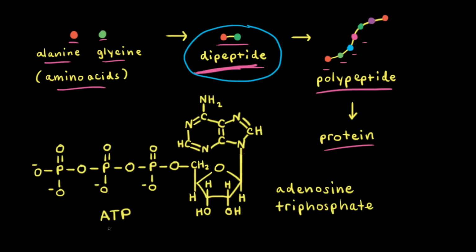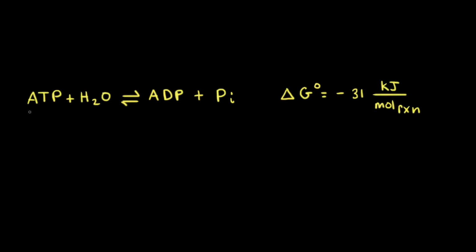To do this, the body uses ATP, which stands for adenosine triphosphate. And here is the dot structure for ATP in the ionized form. ATP is often called a high-energy compound, and the hydrolysis of ATP is used to drive protein synthesis. Next, let's look at the equation showing the hydrolysis of ATP to ADP, which is adenosine diphosphate, and inorganic phosphate. The standard change in free energy for the hydrolysis of ATP is equal to negative 31 kilojoules per mole of reaction. Since delta G naught is negative, the hydrolysis of ATP is thermodynamically favorable.